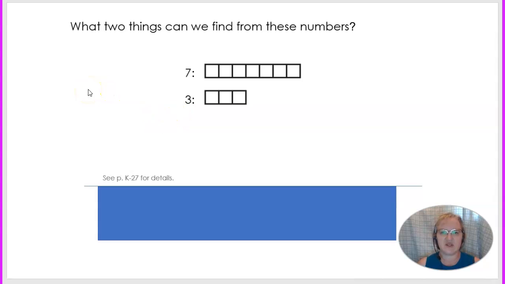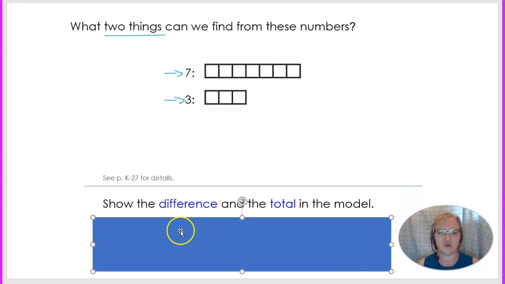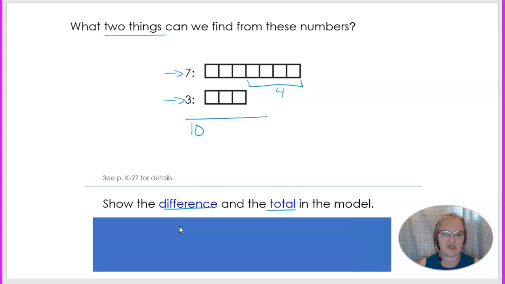Looking at these here, if we have 7 things and we have 3 things, there are 2 things that we can find out from these numbers. We could show the difference and we could show the total in that model. So the way that these are drawn, we could see that here the difference is 4, or if we add the total up, we could know the total is 10. So we could either do a subtraction question where we find the difference, or we could do an addition question where we find the total.